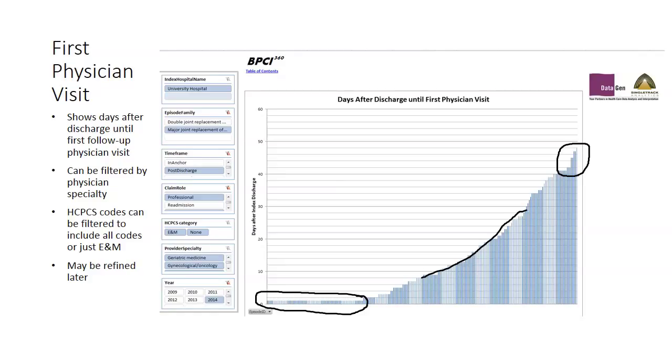The types of providers can be filtered here through the provider specialty, so you could filter down to a particular type of provider, or you could select out different types of providers. We also provided a start on the filtering of the HCPCS category that we're using to identify the physician visit. Right now, you can select all HCPCS codes. In other words, any physician claim would count as a physician visit, or you could select only the E&M codes, in which case only E&M codes would qualify for a physician visit.